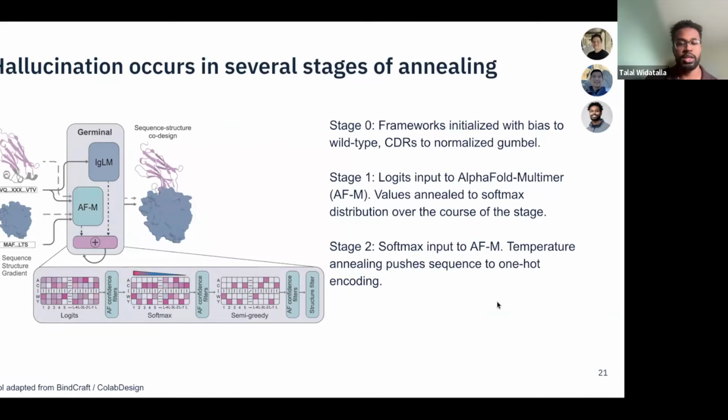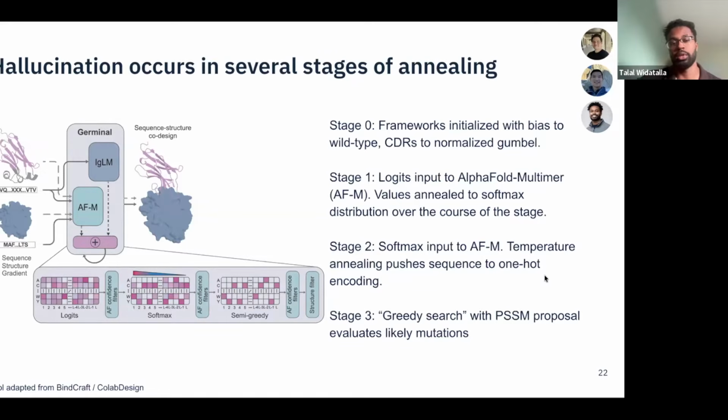Right. So in the logit stage, the values are completely unconstrained, but then in the softmax stage, for a given position, all the residue probabilities must sum to one. And this anneals us to a one-hot stage. You can go to the next, Claudia, where we have a greedy Monte Carlo search stage, where we will sample mutations, evaluate with AlphaFold and IgLM, and then take a mutation if it increases AlphaFold confidence and IgLM likelihood.